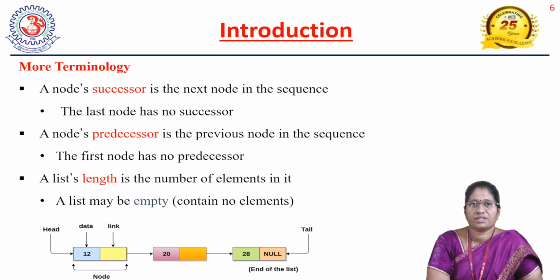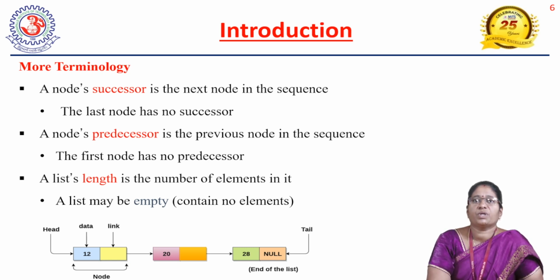Another one is the predecessor, which is the previous node in a sequence. So the last node does not have a successor. Likewise, for the predecessor, the first node does not have a predecessor. So we know which previous node is there, so that we can connect. Later, what is the length of the list?